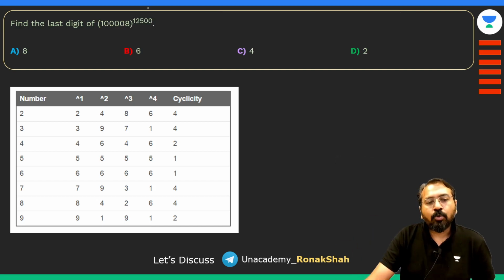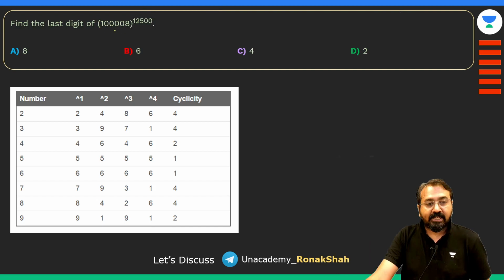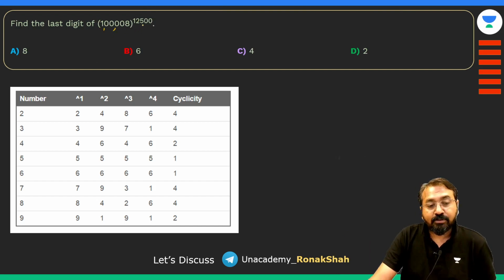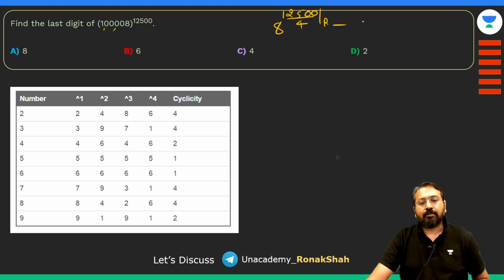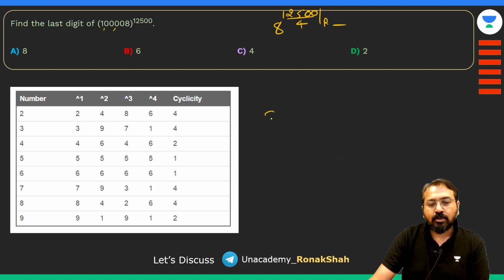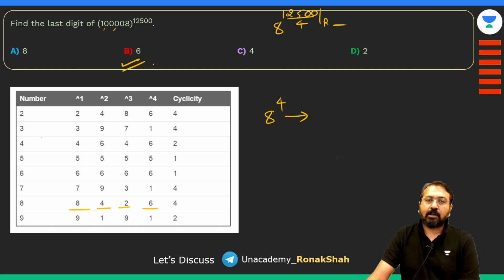Similarly, if I take one more question, this number is 1 lakh and 8 raised to 12,500. What is the last digit? So this is as good as finding last digit of 8 raised to 12,500. We know this number is completely divisible by 4, right? So last digit has to be equal to the last digit of 8 raised to 4, and we know 8's cyclicity is 8426, 8426. So last digit has to be 6 in this particular question.